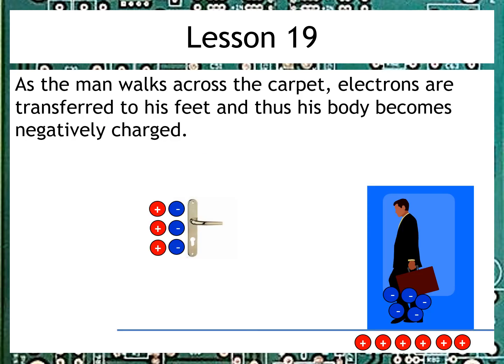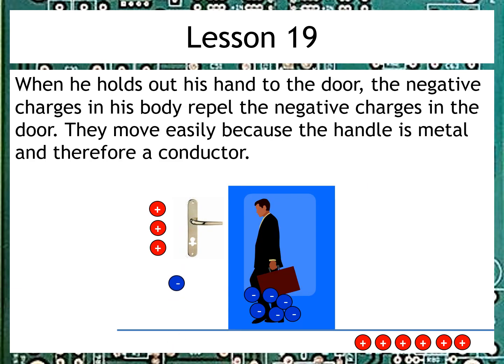Another example you ought to be able to talk about is how static electricity builds up as we walk across a floor, for example, on a nylon carpet. Here, my little man's going to walk across the carpet. As he does so, in this example, the electrons are transferred to his feet. Therefore, his body becomes negatively charged and the ground below him is slightly positively charged. As he holds out his hand to the door, the negative charges in his body are going to repel the negative charges in the door.